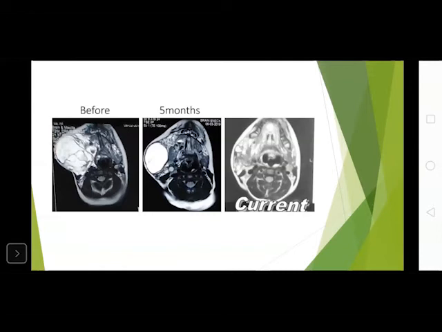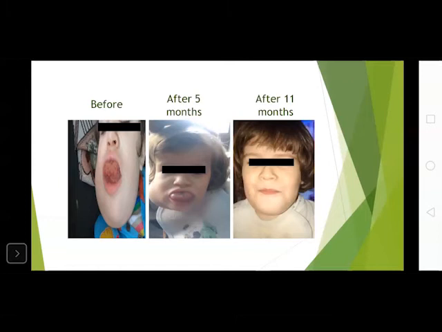This is a photo of the MRI before sirolimus, after 5 months of sirolimus, and after 11 months from the initial visit of the patient to our clinic. And this is the photo. The effect is obvious. Before, he could not close his mouth, with frequent drooling of saliva. After 5 months, decrease in size of the lesion and improvement. After 11 months, no drooling of saliva, and the patient could close his mouth, and there was reduction of the size of the tongue.